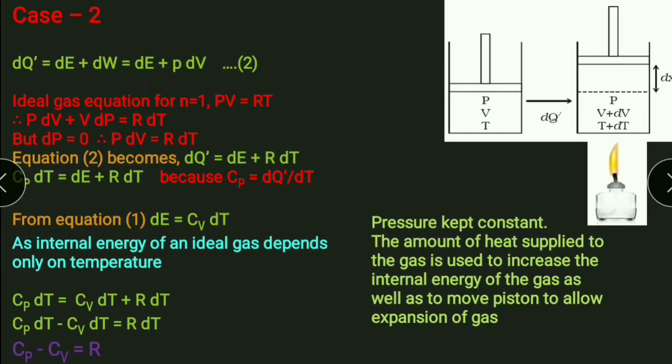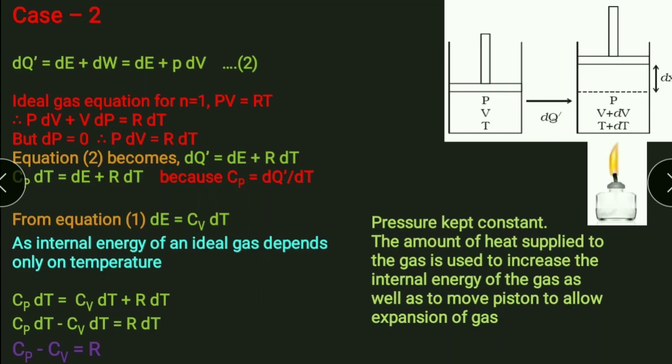Now, Cp equals dQ upon dT. Here Cp is the molar specific heat at constant pressure for 1 mole of a gas. So Cp equals dQ upon dT, therefore dQ equals Cp dT. So this equation becomes Cp dT equals dE plus R dT. Here we just substitute the value for dQ'. So Cp dT equals dE plus R dT.